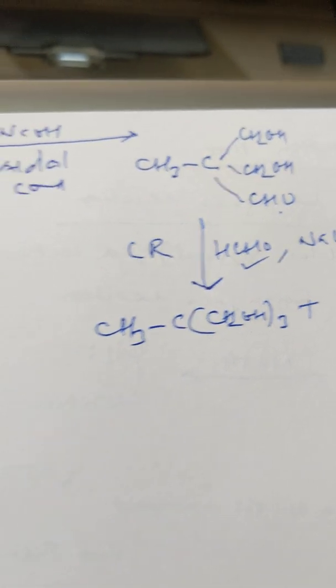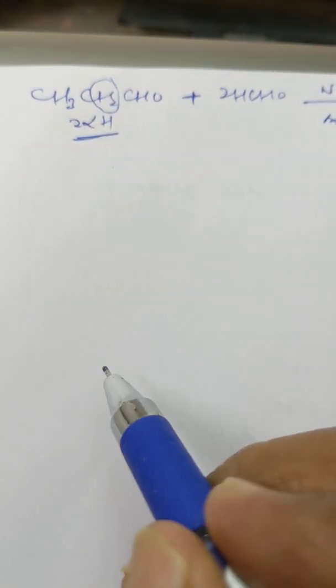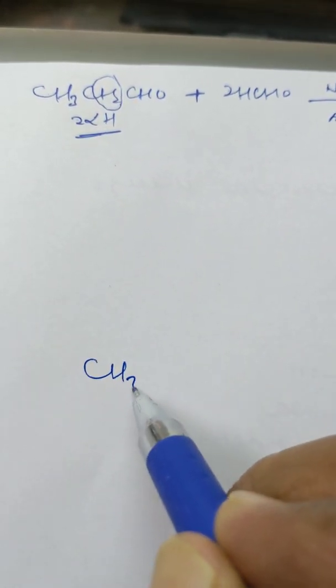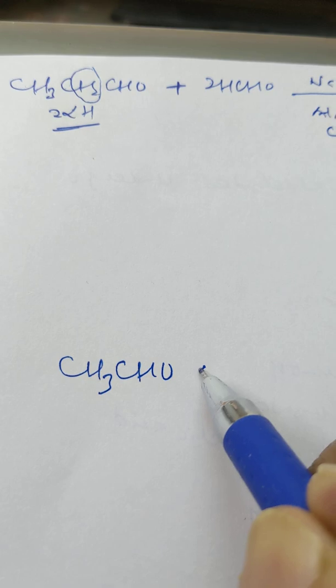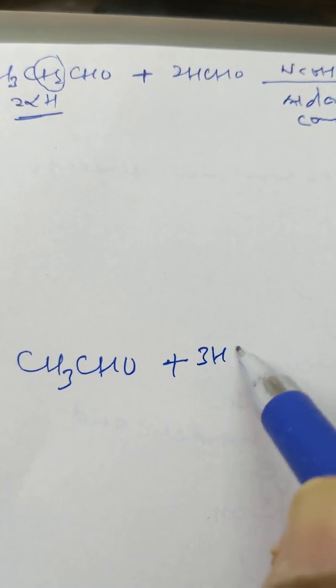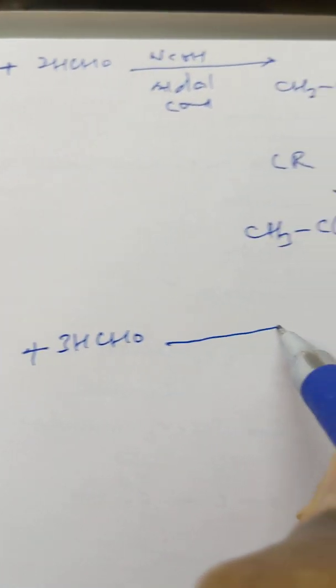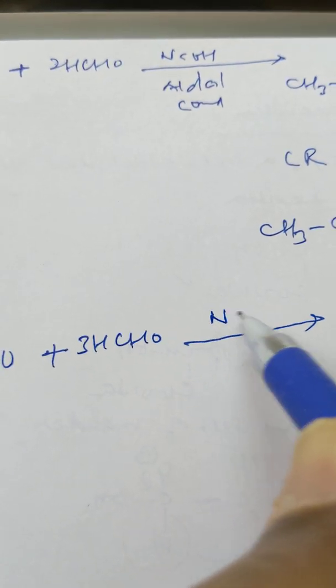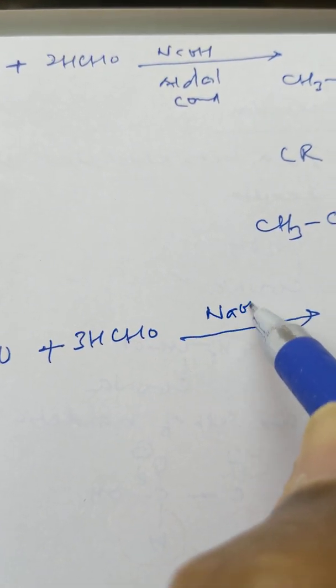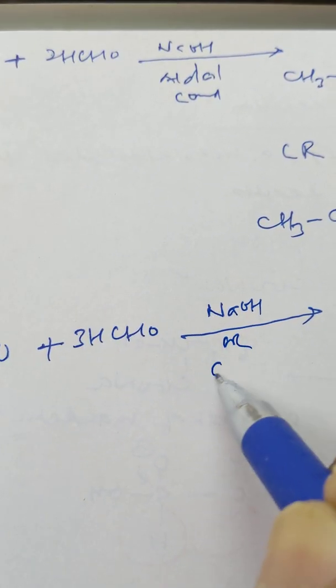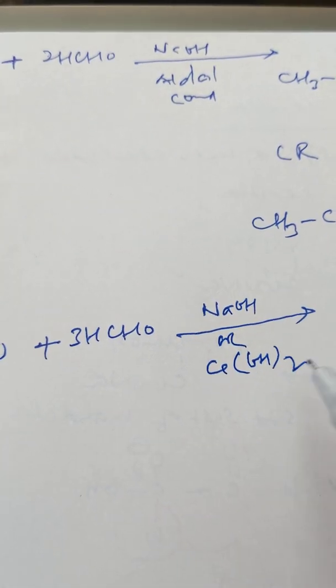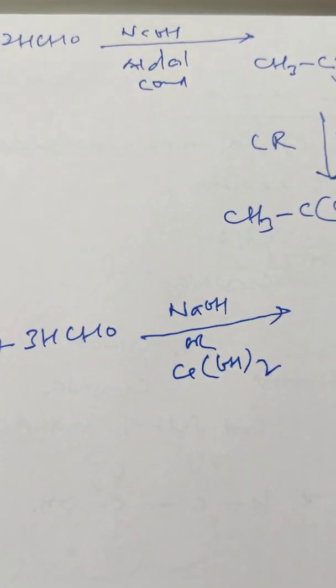And now, if you are understanding these two examples, indirectly you can write down: let us take this CH3CHO plus 3 formaldehyde plus NaOH, or even calcium hydroxide is sufficient for this molecule.